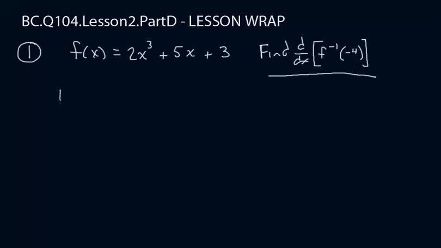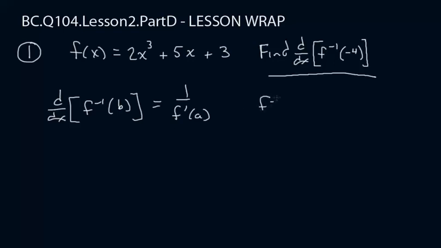We're going to utilize our formula that the derivative with respect to x of f inverse at b is 1 over f prime at a. So we know that f inverse is going to go through the point -4, comma a. The goal is to find a. f is going to go through a, comma -4. So the function's value is -4, and the input is a.